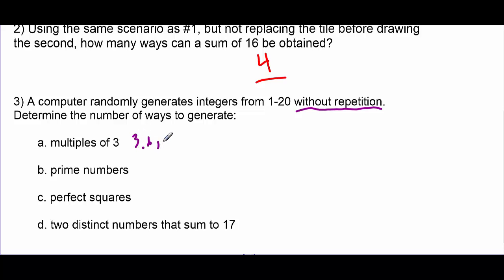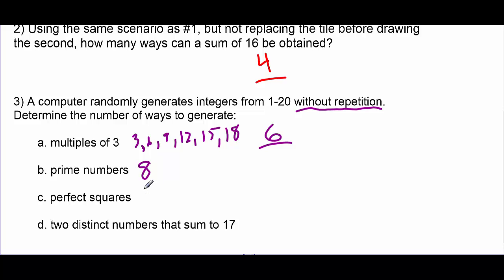When we talk about multiples of 3, we're talking about numbers like 3, 6, 9, 12, 15, and 18. That would give us a grand total of 6 possibilities for multiples of 3. Now again, on this one we're only drawing 1, so the repetition isn't really important. On B, for prime numbers, remember 1 is not prime. That's the trick here. 2, 3, 5, 7, 11, 13, 17, and 19 gives us 8 total possibilities.